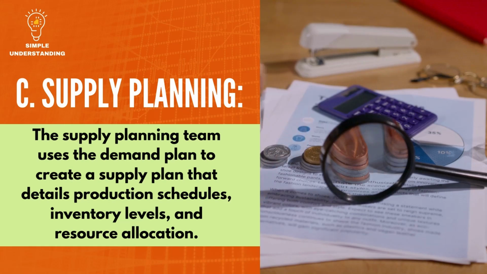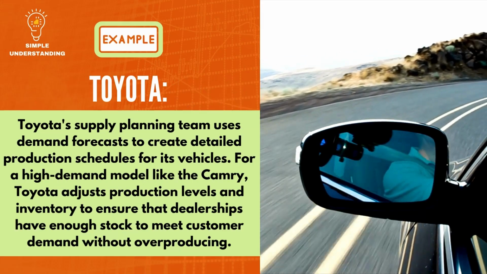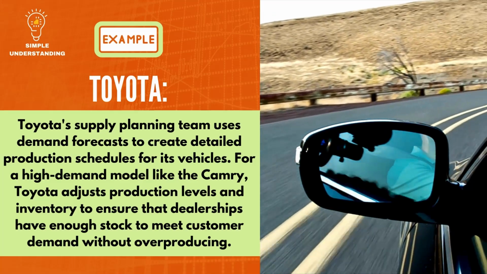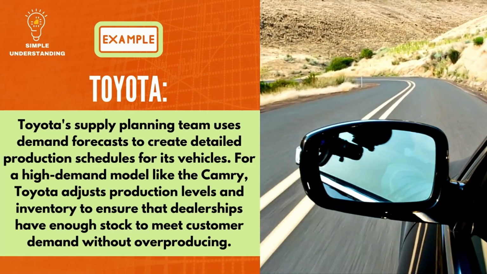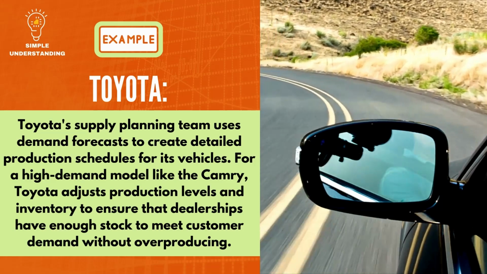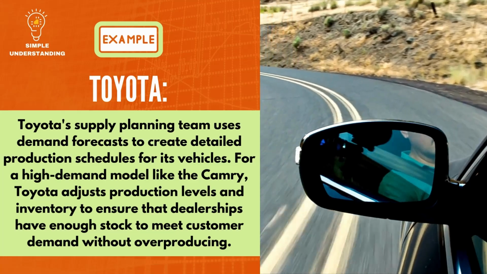C. Supply planning. The supply planning team uses the demand plan to create a supply plan that details production schedules, inventory levels, and resource allocation. Example: Toyota. Toyota's supply planning team uses demand forecasts to create detailed production schedules for its vehicles. For a high-demand model like the Camry, Toyota adjusts production levels and inventory to ensure that dealerships have enough stock to meet customer demand without overproducing.